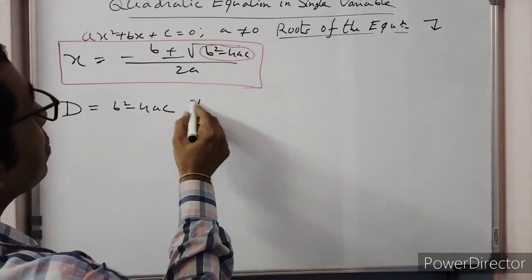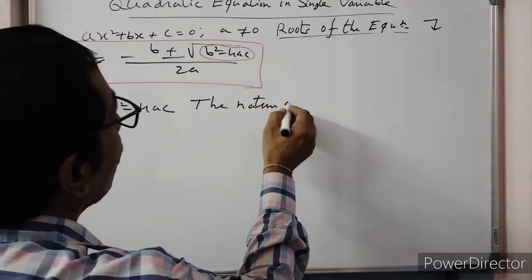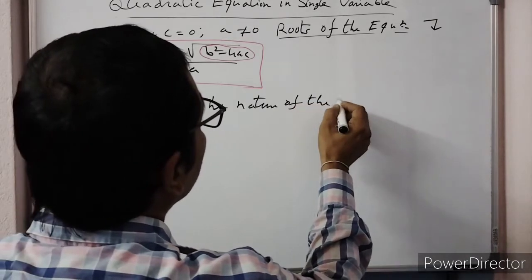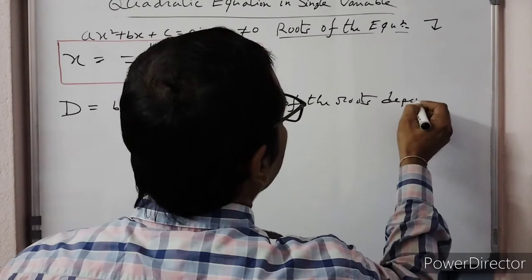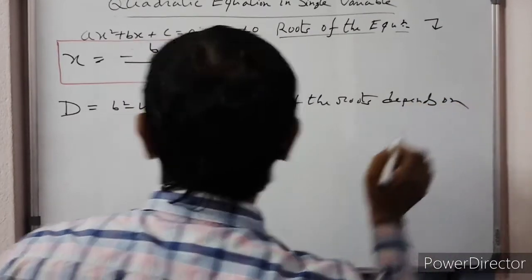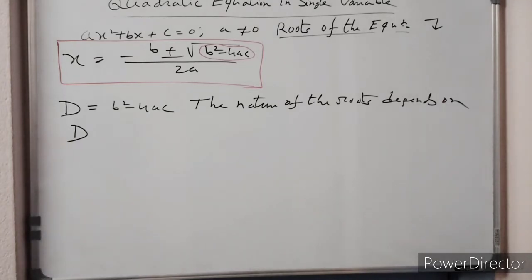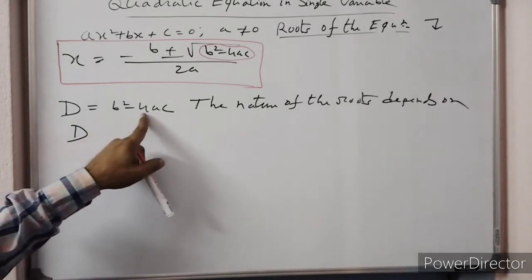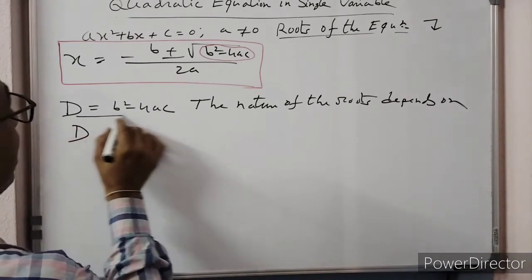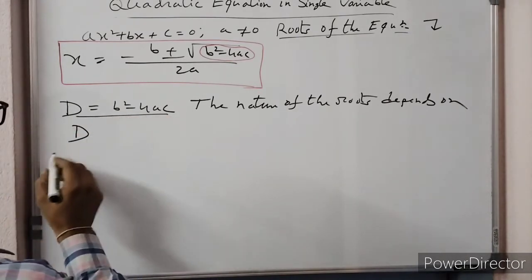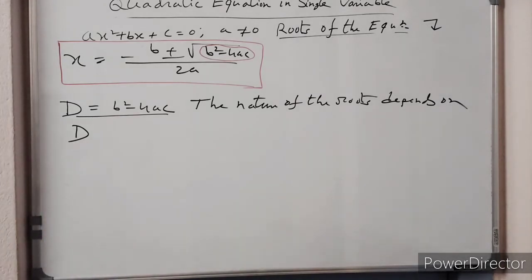The nature of the roots depends on D, that is b square minus 4ac. It is called the discriminant. So the nature of the roots, how do we find the nature of the roots?